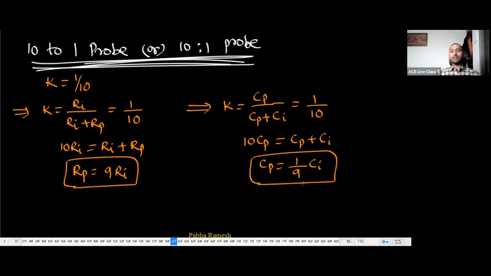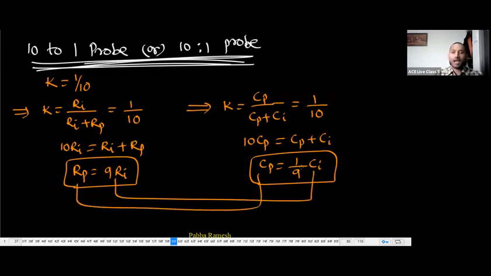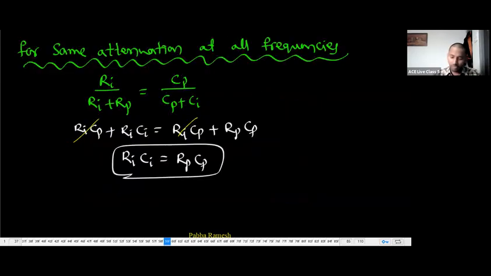Is it 1 by 9 Ci or 9 Ci? 1 by 9 only. Again, you multiply these two. Rp into Cp is equal to 9 Ri into 1 by 9 Ci. The 9 gets cancelled. Rp Cp is equal to Ri Ci. Yes, Rp Cp should always be equal to Ri Ci. Then we can say same attenuation for all frequencies.